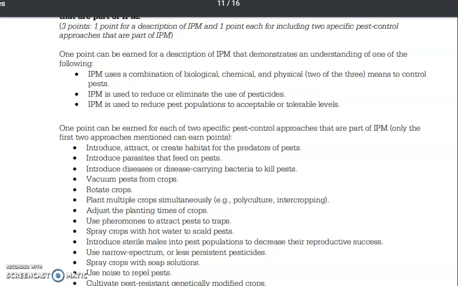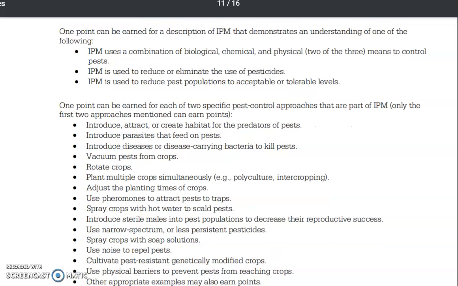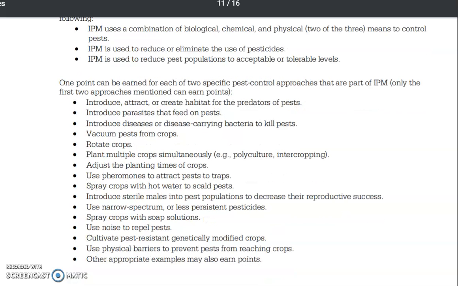Use pheromones to attract pests to traps. Spray crops with hot water to scald pests. Introduce sterile males into the pest population to decrease their reproductive success. Use narrow spectrum or less persistent pesticides. Spray crops with soap solutions. Use noise to repel pests. Cultivate pest-resistant genetically modified crops. Use physical barriers to prevent pests from reaching crops. Other appropriate examples may also earn points.